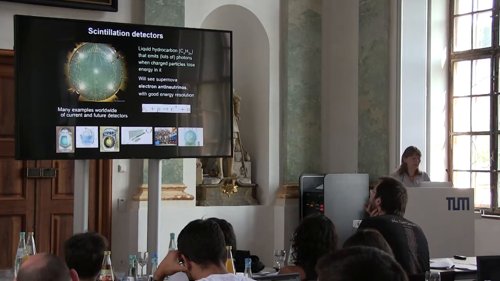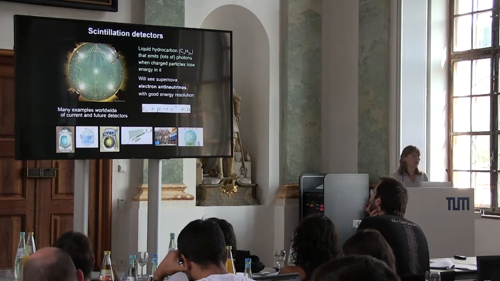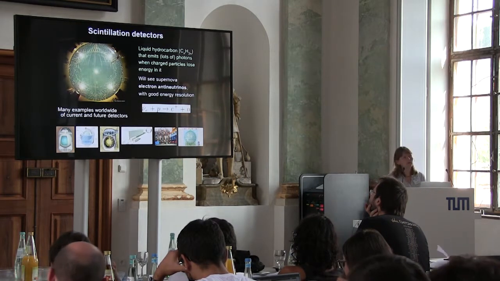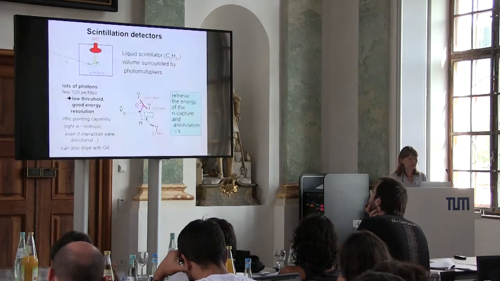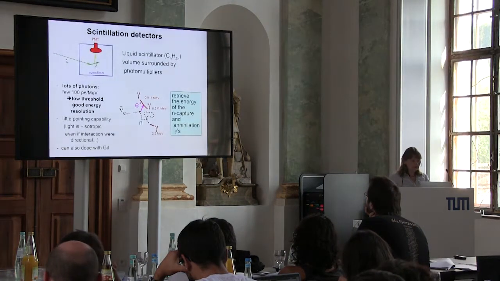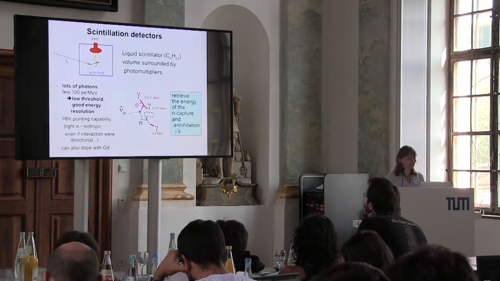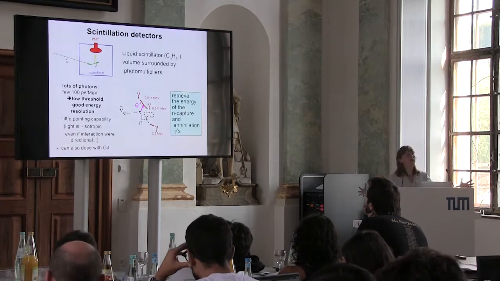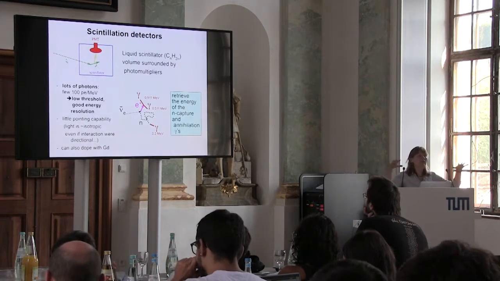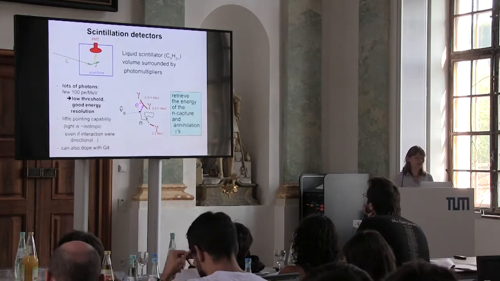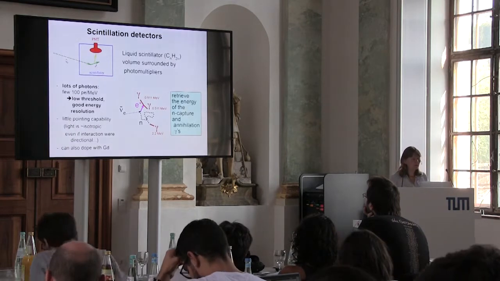There are many examples of current and future detectors worldwide, mostly up to the kiloton scale. So here's a little more detail. It's hydrocarbon, so it's carbon and hydrogen, CnH2n is the nominal formula. They're usually the same kind of thing, where you have a volume that's surrounded by an inner surface of photomultiplier tubes.